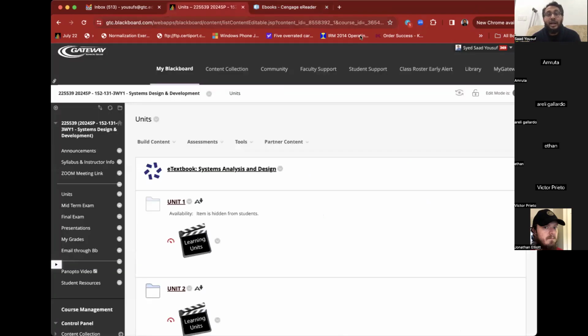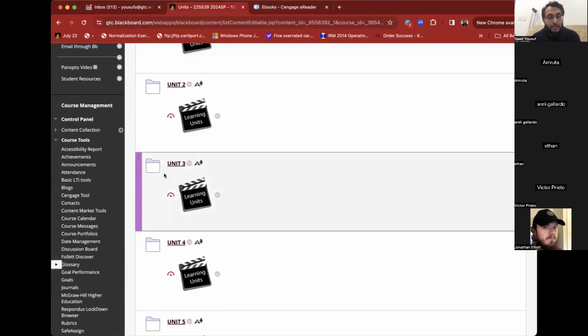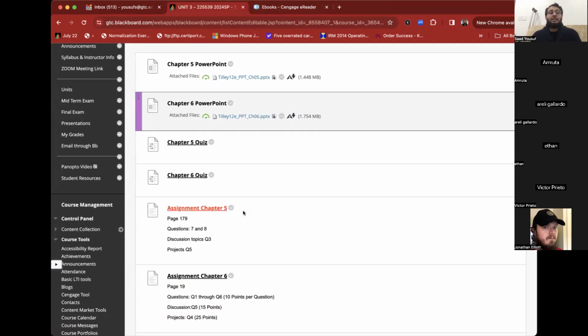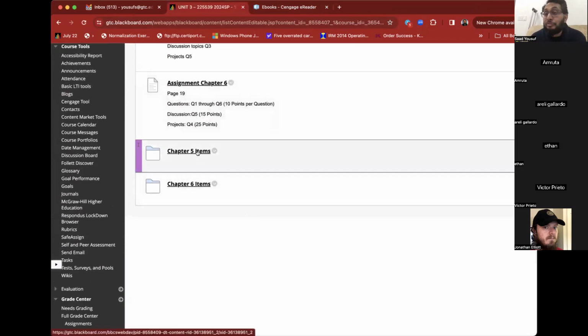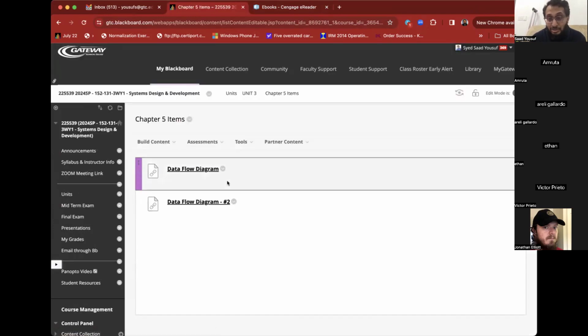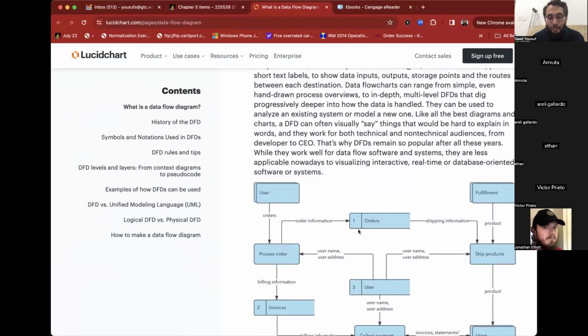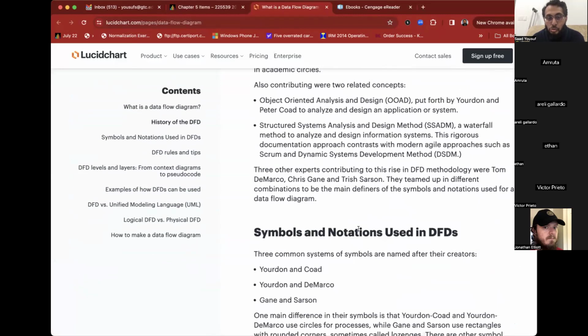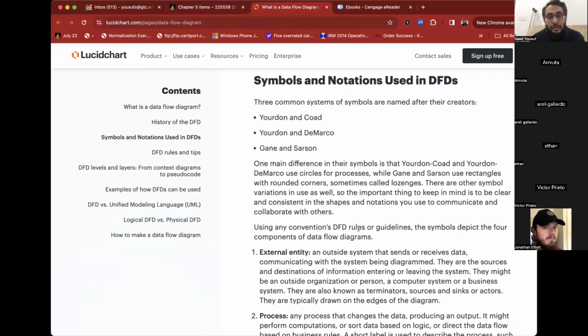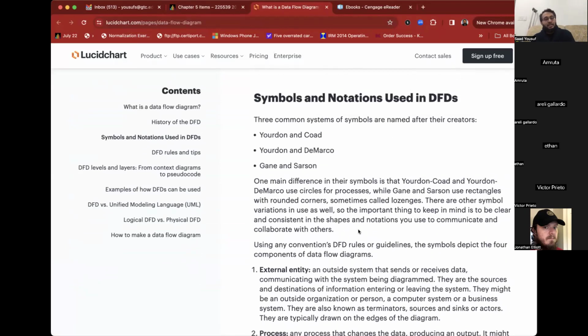Okay. Now, what I would like you to do is go to unit number 3 and open chapter 5 items. There's a folder for you called chapter 5 items. And I want you to click on the very first article there called data flow diagram. When you do that, start scrolling down. And you will see that you have different kinds of symbols.